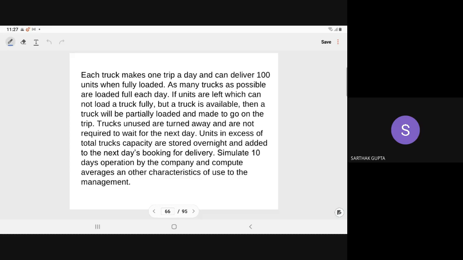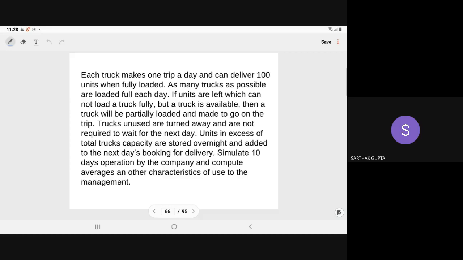Unused trucks are turned away. If there is no booked item and trucks are available, then there is no use for that truck, and we will ask the truck driver to take the truck right back, and they are not required to wait for the next day.